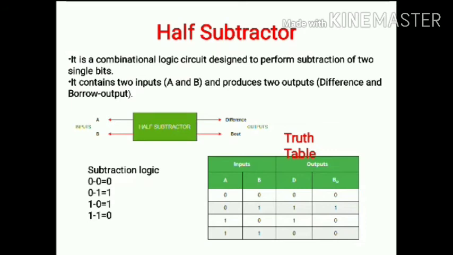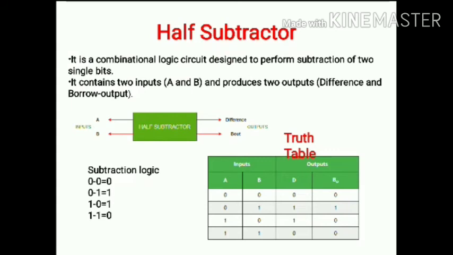A and B are the inputs, and difference and borrow out are the outputs. Then form the truth table for the half subtractor. Before going to form the truth table, let us see the subtraction logic first. The subtraction logic for binary numbers is 0 minus 0 is equal to 0, 0 minus 1 is equal to 1, 1 minus 0 equal to 1, 1 minus 1 equal to 0.